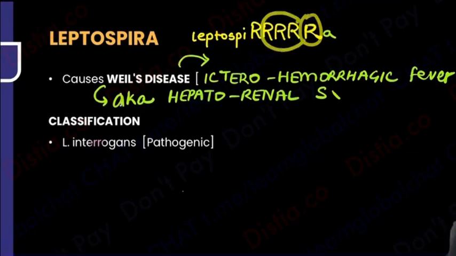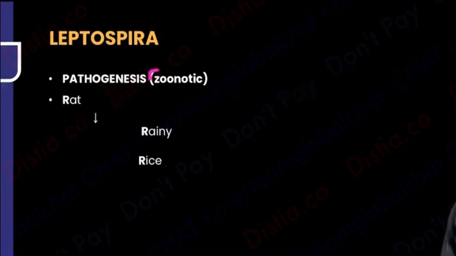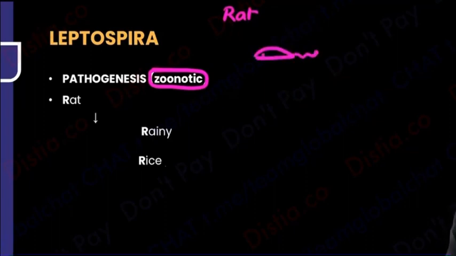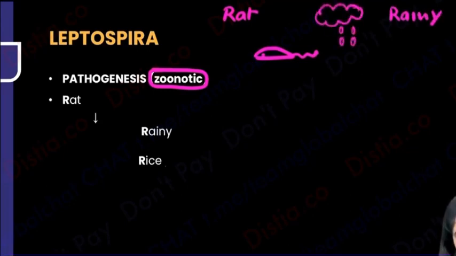Now 3 more R's I'm going to take out of it, because now I will tell you that this happens to be a zoonotic disease. R for rat. Okay, there's going to be a rat in the story. Then R for rainy water. So there's going to be clouds and there's going to be rainy water in the story. And the next R is going to be the rice field. So you're going to see some nice rice fields also in the story.